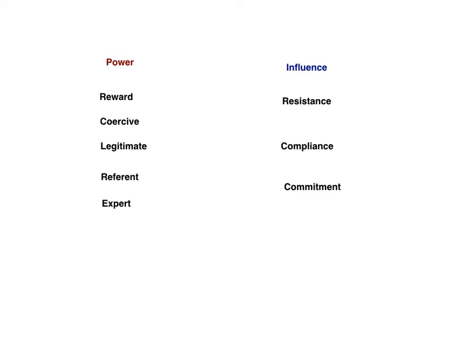Different types of power usually, but not always, result in different levels of influence. Reward power can lead to high levels of commitment. What are you willing to do for $1 million? Coercive power often results in resistance or at most compliance. People do not like being forced to do something or punished for not doing it.